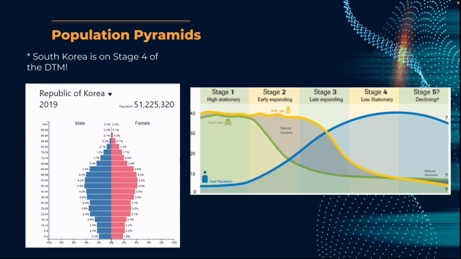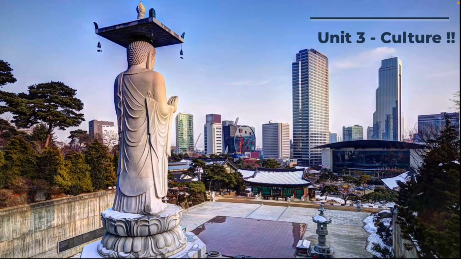The demographic transition model on the right shows that when the yellow line of birth rate and the green line of death rate are both low, it falls into the category of stage 4. So, because the birth rates and death rates are low in South Korea, that shows that South Korea is on stage 4 of the demographic transition model. Now onto Unit 3, culture.